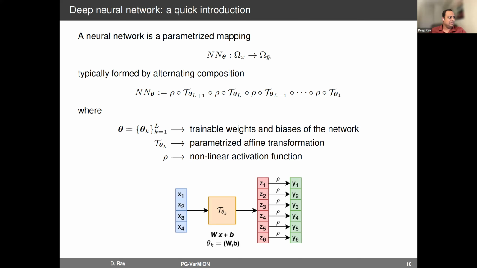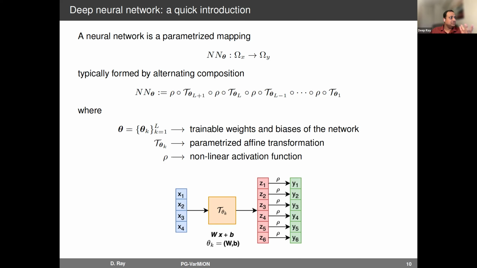This is what the neural network looks like. And all these theta k's combined, which I will call theta, are known as the trainable weights and biases of the network, which is something you have to learn in some appropriate manner to achieve some goal, right? So it's just a parameterized mapping.